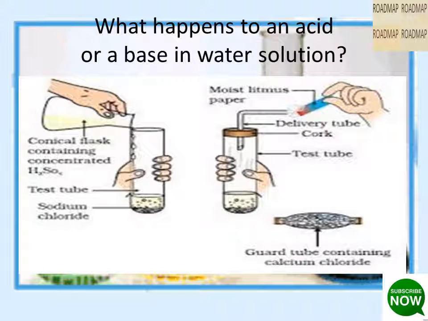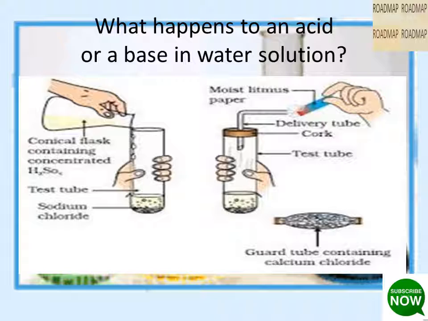Now what happens to an acid or base in water solution? Do acids produce ions only in aqueous solution? Now consider the activity where you take about 1 gram of solid NaCl in a clean and dry test tube and set up the apparatus as you can see from the figure.